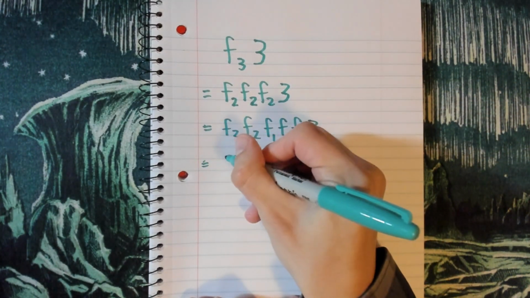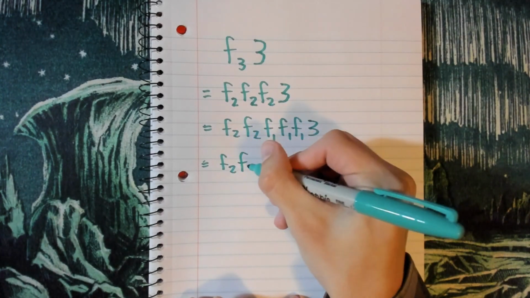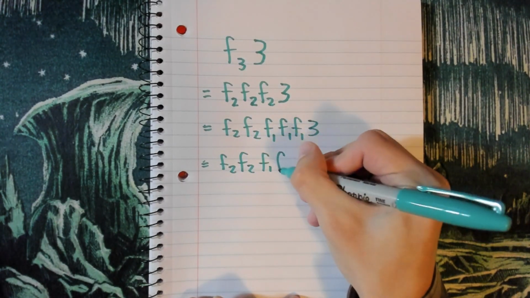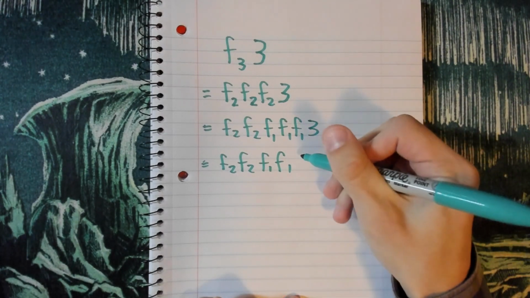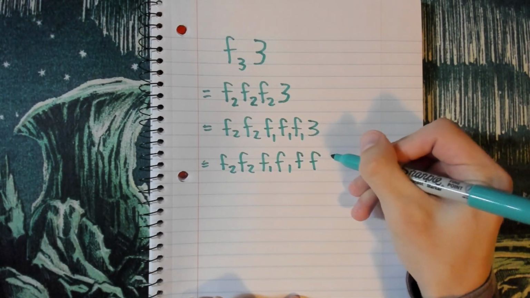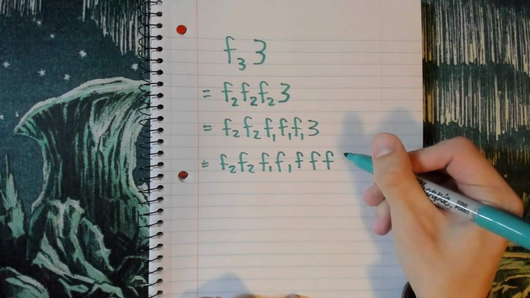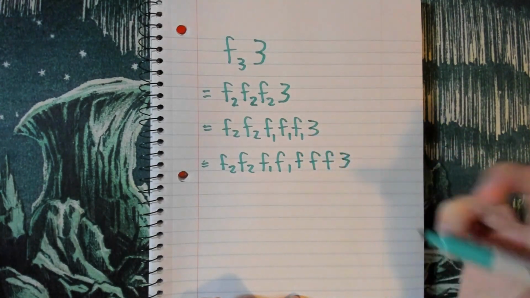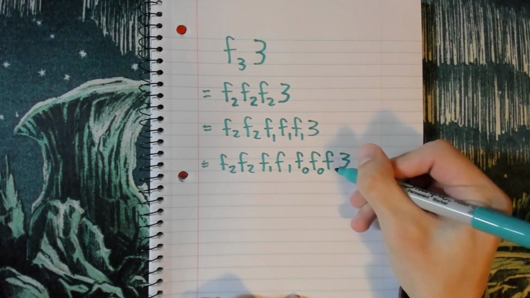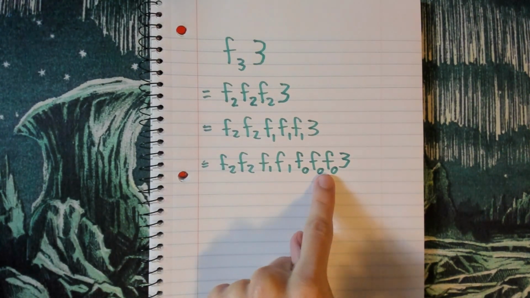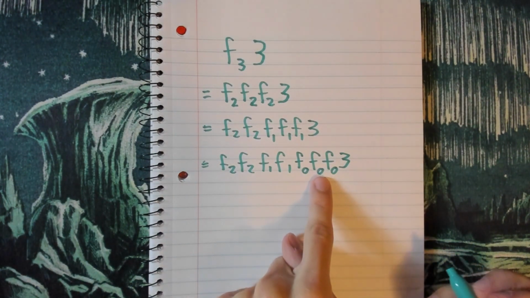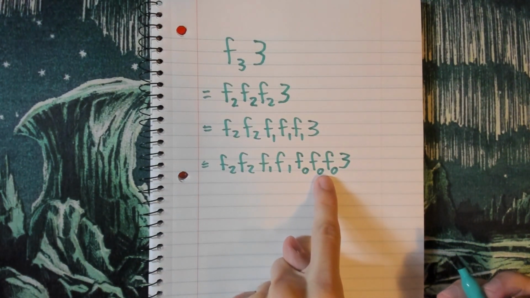And then, again, the same thing. We have f2 of f2 of f1 of f1. This 3 fed into this f1 means that we're going to apply a function 3 times to 3, but not f1, it'll be f0. And then we'll think of f0 as we've hit the bottom. We're not going any more, we're not going to f-1 or anything like that. We've hit the bottom.